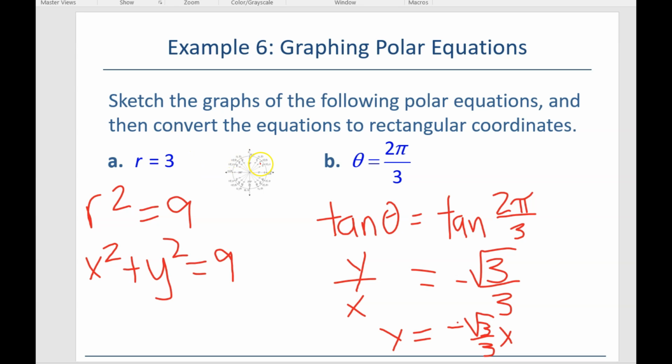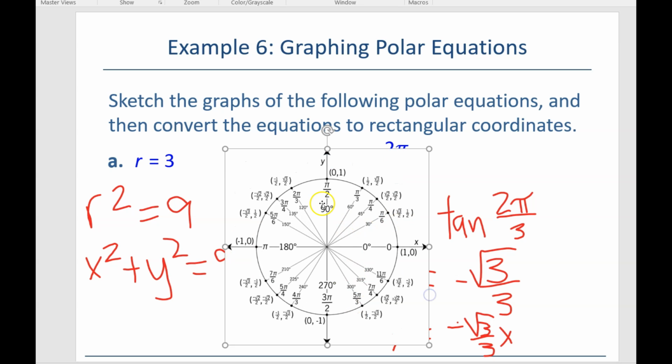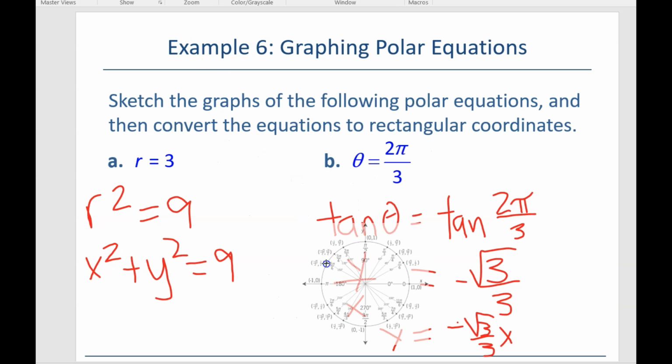And its radius is not defined. It doesn't give a value for r. So if I go out on this line, negative square root of 3 over 3, I'd get that. But because r is not defined, I don't have to just stick to the unit circle. I can go up and down forever, and this just becomes a line.